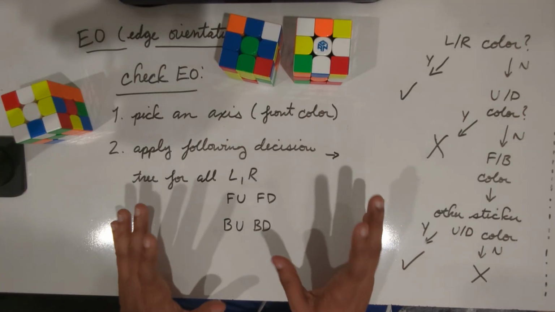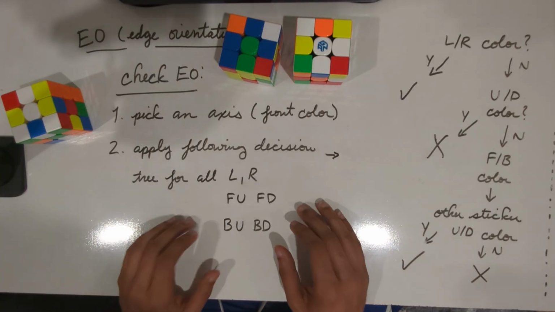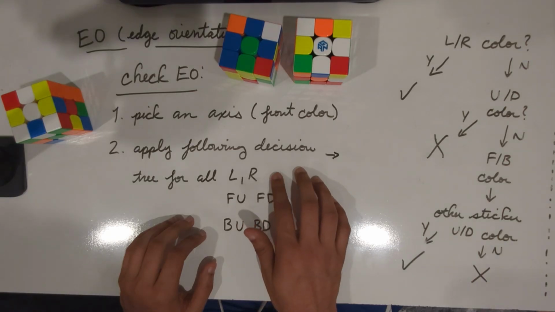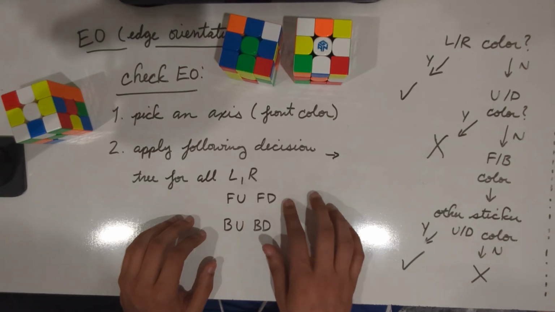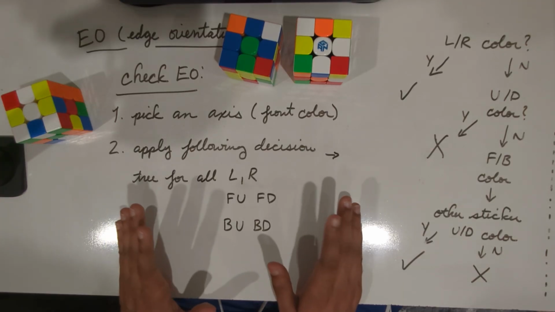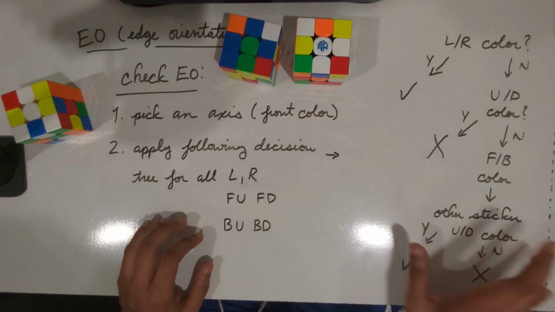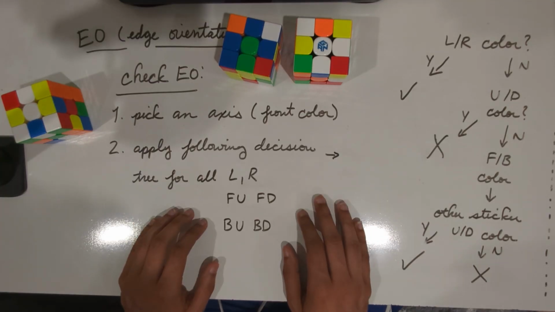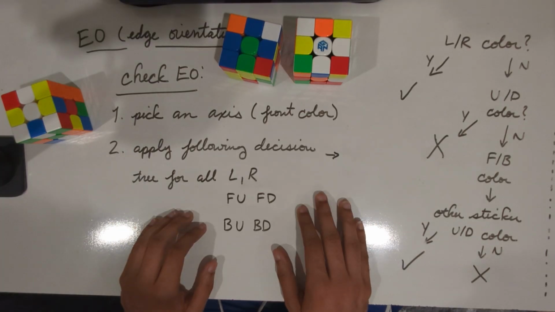Notice that this is actually different than basically every other resource that you'll see on the internet. The other resources, instead of checking L and R, check U and D, and then they check different stickers on F and B. So if you do it that way, that's perfectly fine. You get basically the exact same thing. You'll get a different decision tree, but you'll end up with the same conclusion as to which edges are good or bad. This is just the one that I prefer and comes from speed solving.